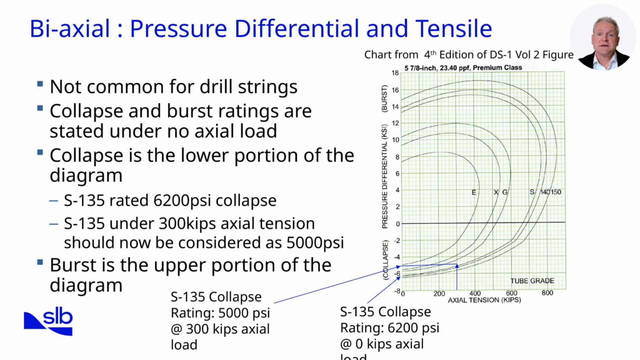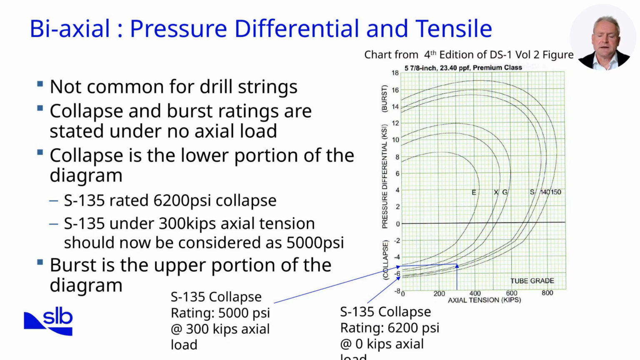Pressure ratings are quoted at zero axial load, but real strings carry tension. Capacity drops with axial stress. The slide's example, S135 collapse rating approximately 6,200 pounds per square inch at zero axial load, but approximately 5,000 pounds per square inch under 300 kips tension. Same principle applies to burst.